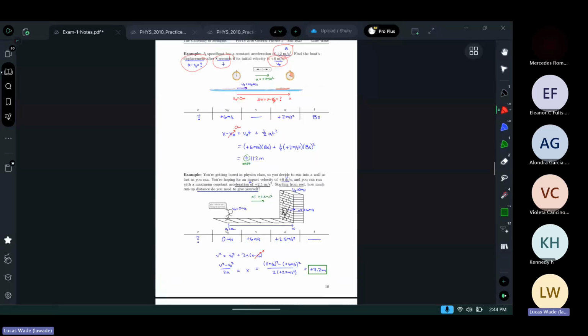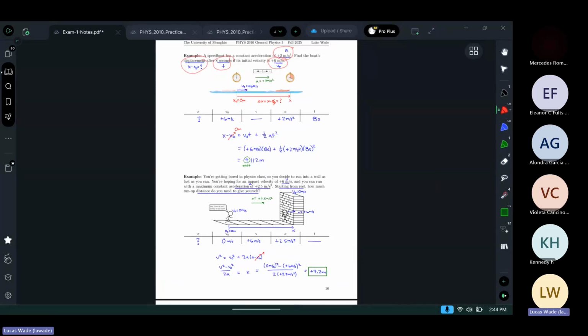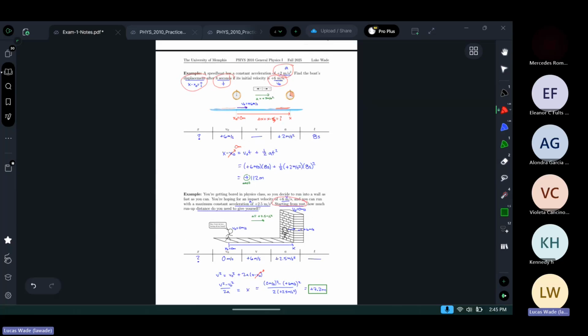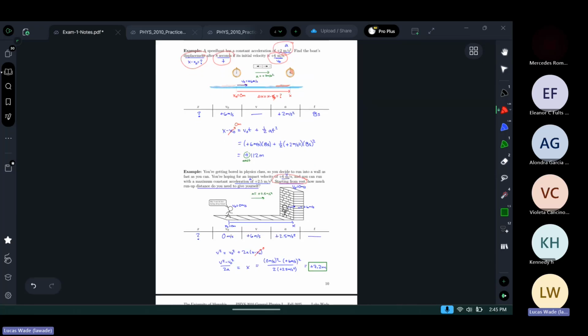Okay, and then the other thing is watch out for hidden phrasing. So for instance, in this second problem, I said starting from rest. So you have to remember that means initial velocity is 0. I'm not going to outright say it sometimes, but that's your cue, that initial velocity is 0.